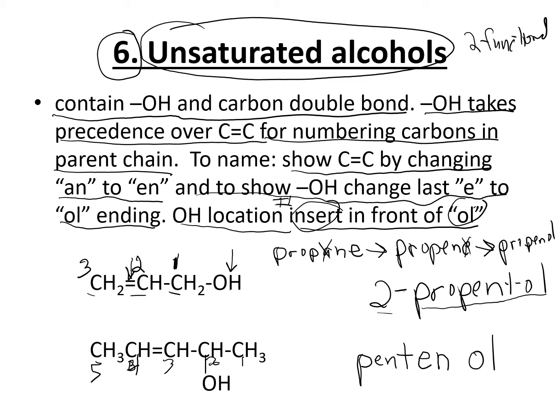But we want to show where the hydroxyl is attached, so we put carbon 2 in front of the OL. And then we need to show the location of the double bond, which is between carbons 3 and 4, so we put a 3 in the front. So that 3 is telling us where that double bond is located, and the 2 tells us where the hydroxyl is located, which is given by the name OL. So the name of the bottom compound is 3-penten-2-ol.